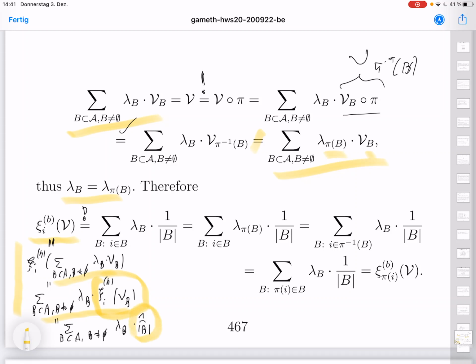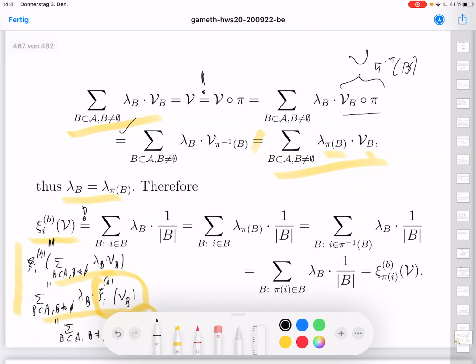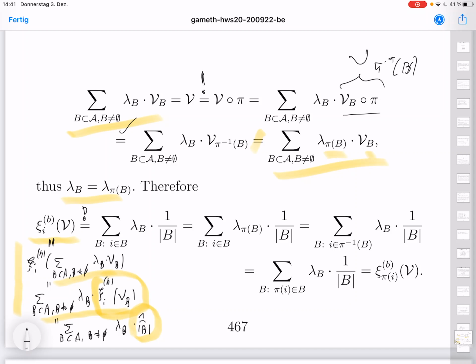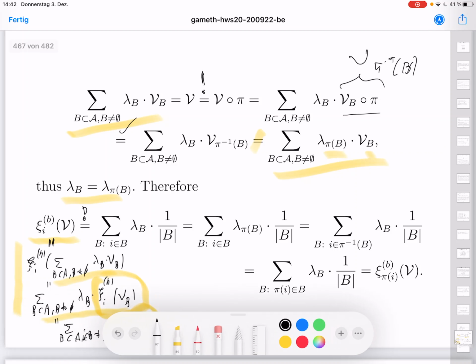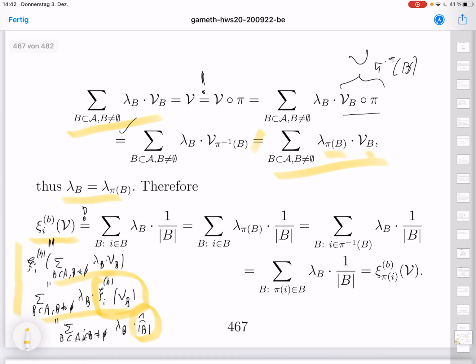So it is 0 if, here is something missing, I need here that I is in B. So this is important here. Else the value is 0, and for I in B the value is 1 over the absolute value of B. So in this way now we come to the sum here.